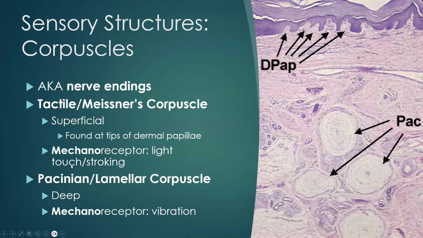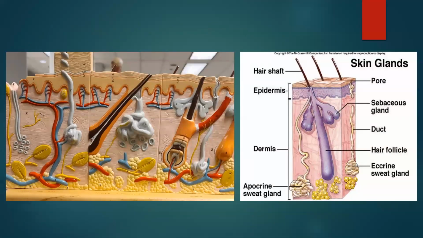We have deeper corpuscles called Pacinian or lamellar corpuscles. I personally like the term lamellar, so a lamella is a layer. And to me, these corpuscles look like they have layers, like a fingerprint. So these guys are going to sit really deep in the dermis. They are responsible for deeper vibration sensation.